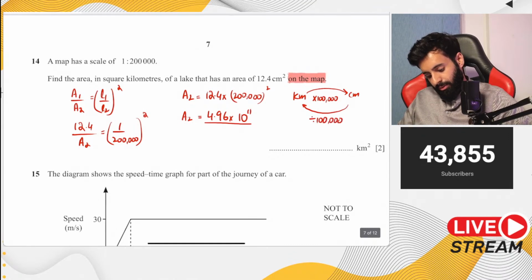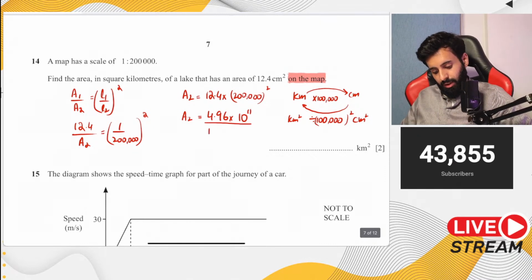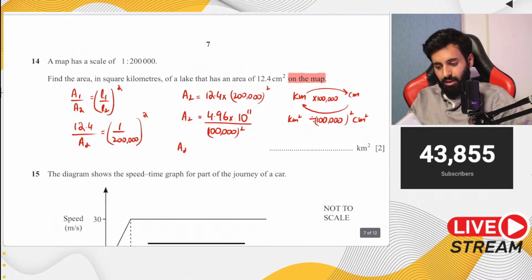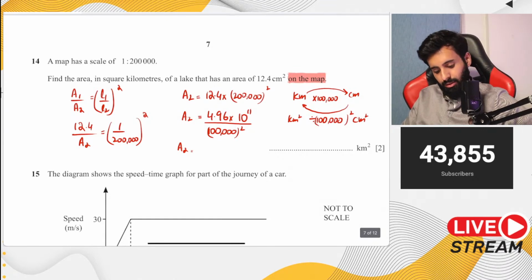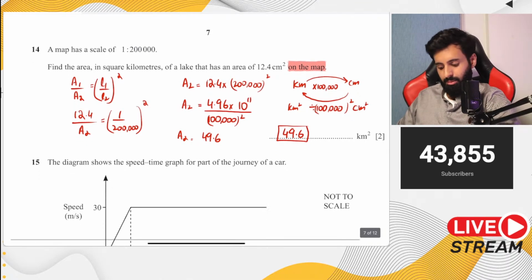But if you want to go from centimeter squared to kilometer squared, in that case you divide by 100,000 squared. So let's figure this out. Divided by 100,000 squared, the answer is 49.6. So there you go. If you wanted to convert this at the beginning, you could have done that also. Makes no difference. Either way, your answer is 49.6.